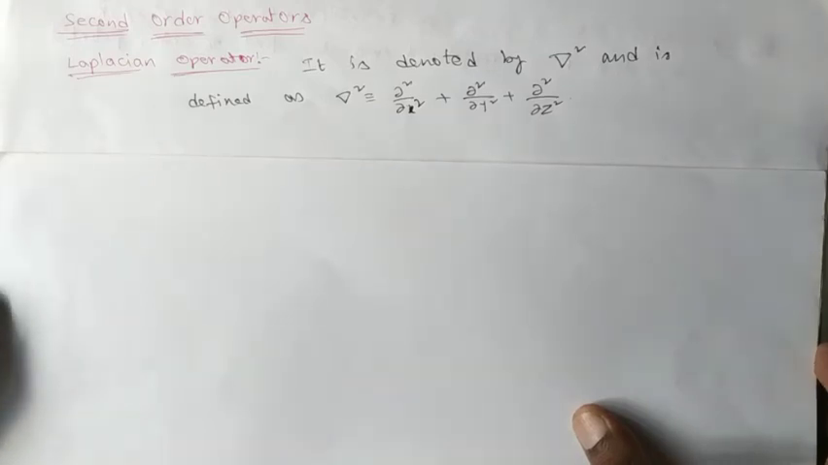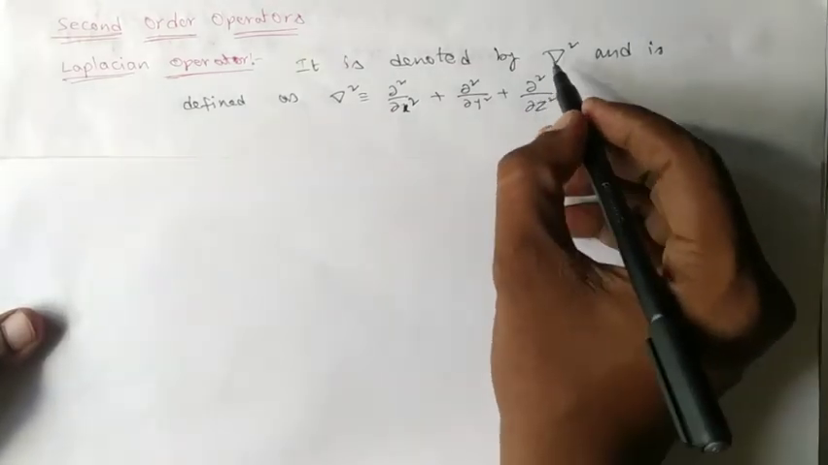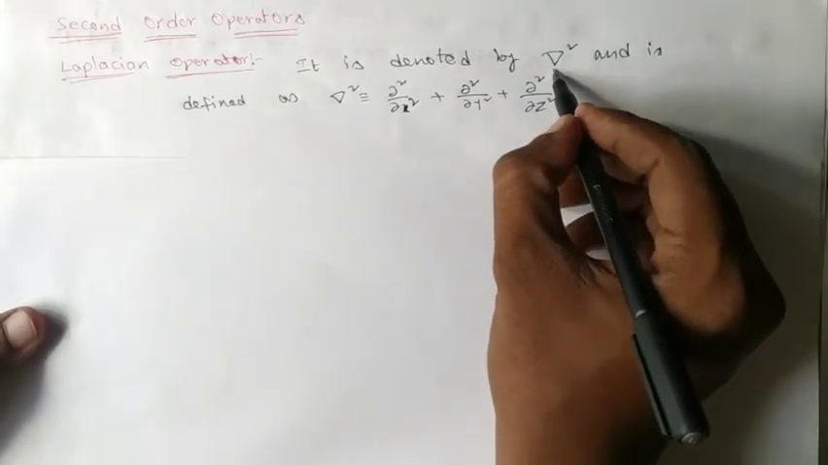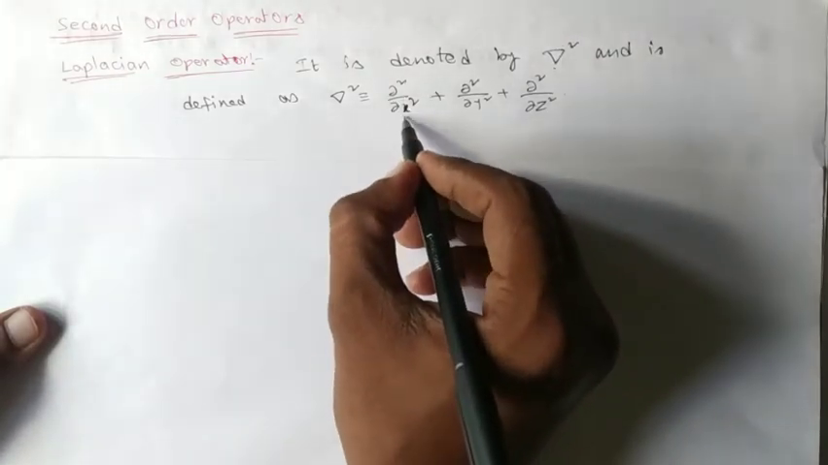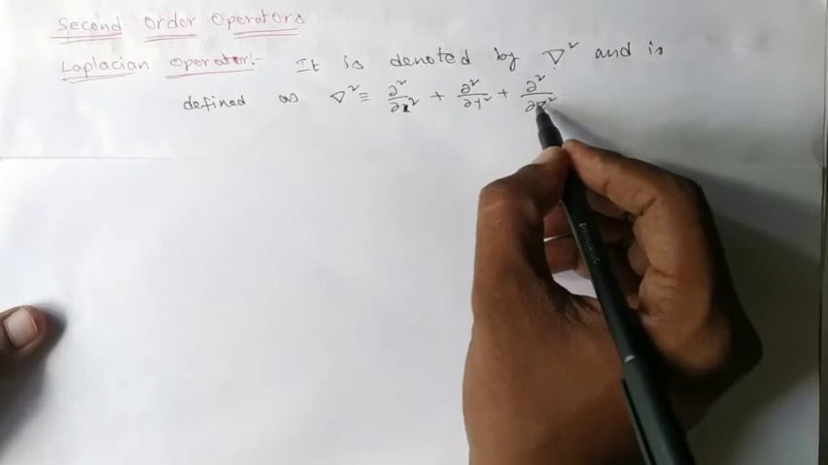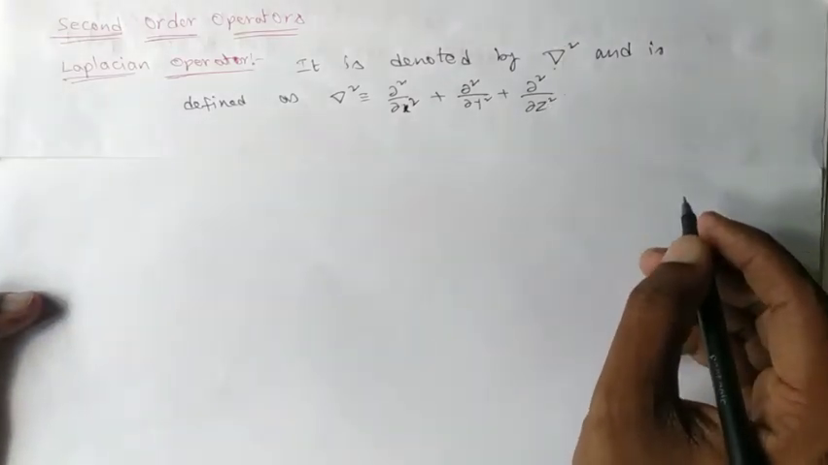In this lecture, we are going to see second order operators. In that, the first one is the Laplacian operator. It is denoted by del square, not delta square, and is defined as del square equal to dou square by dou x square plus dou square by dou y square plus dou square by dou z square. This is called the Laplacian operator.